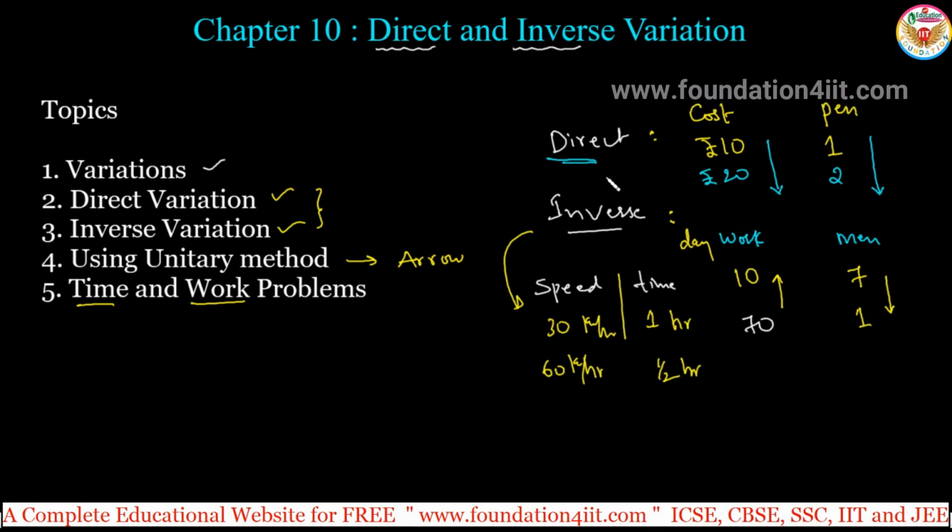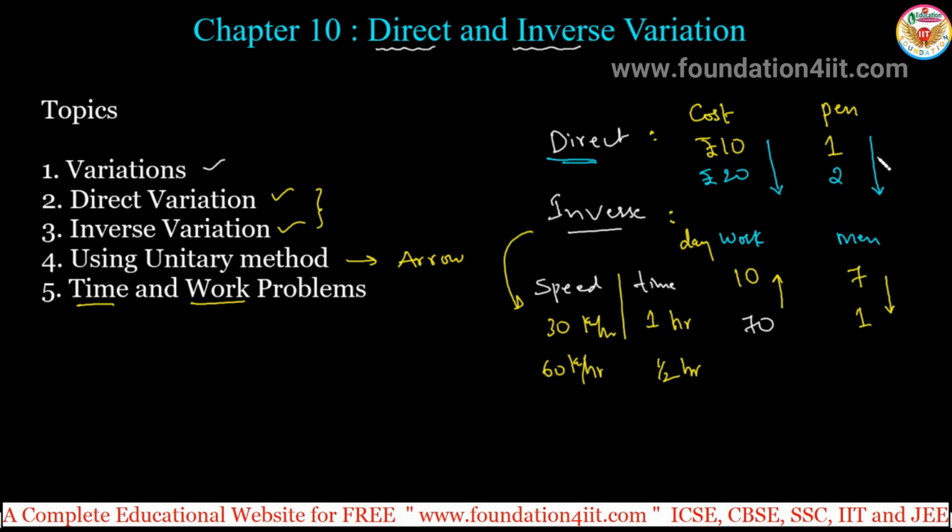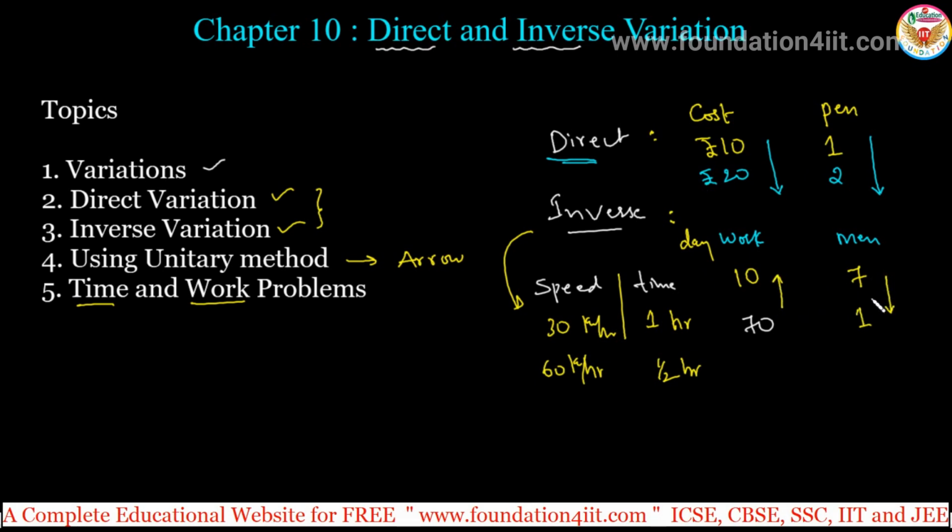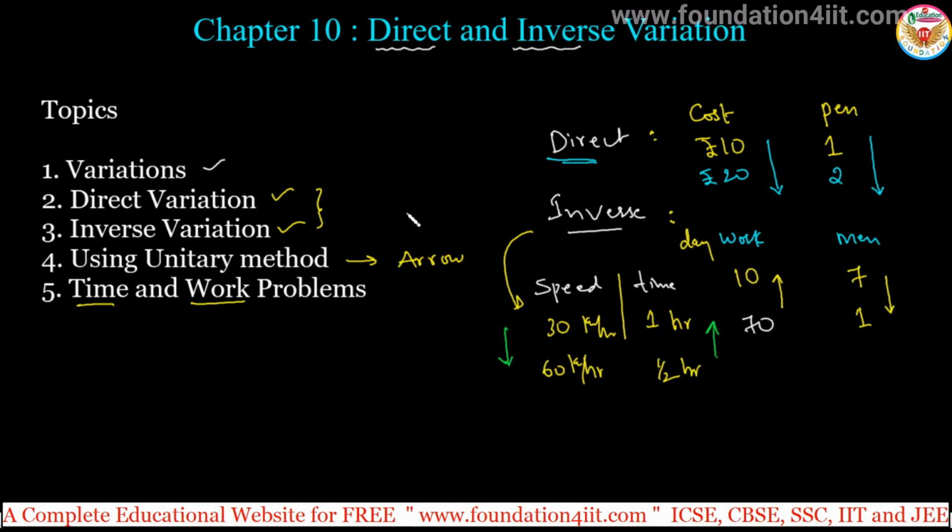So when you see this definition again, two quantities are said to be in direct variation if the increase in one quantity causes an increase in the other quantity. In the same way, a decrease in one quantity causes a decrease in the other quantity. And inverse variation is when two quantities are said to be inversely related if any increase in one quantity causes a decrease in the other quantity, just the opposite. Or else a decrease in one quantity increases the second quantity. Here one is increased, speed, so time is decreased, right? So these are the main definitions.